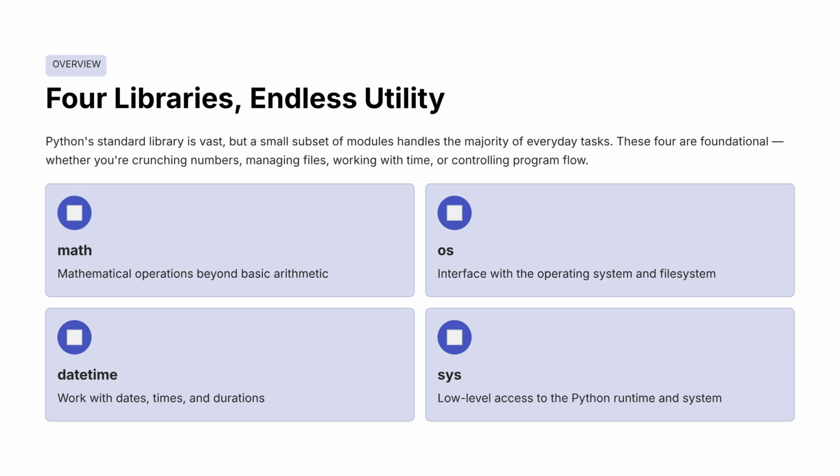os, for interacting with the file system. Joining paths, listing directories, reading environment variables. datetime, for working with dates, times, and durations. Trust me, you'll need this more than you think. And sys, for low-level runtime stuff, reading command line arguments with sys.argv, or exiting a script cleanly with sys.exit. These four alone will cover a huge chunk of your day-to-day Python work.